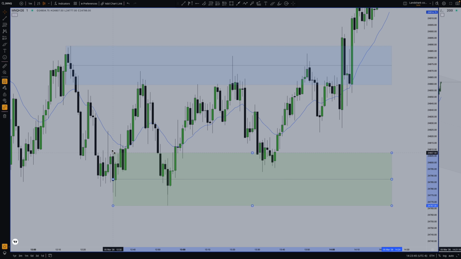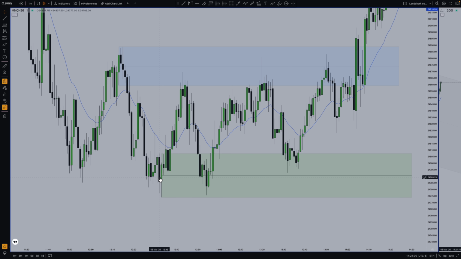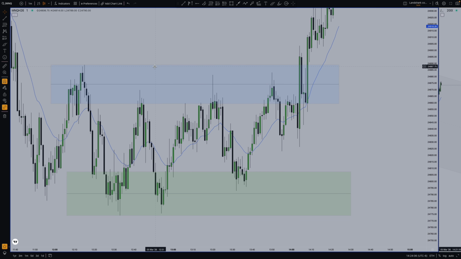Let me move this back here. Get rid of this. Now, let's talk about what happens when the range fails. It will eventually fail. We're not going to stay in a range forever. When does it fail, and what is my first inclination or clue that it's going to fail?